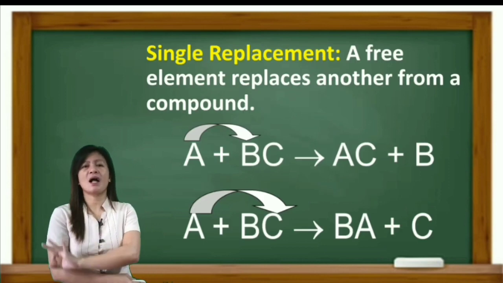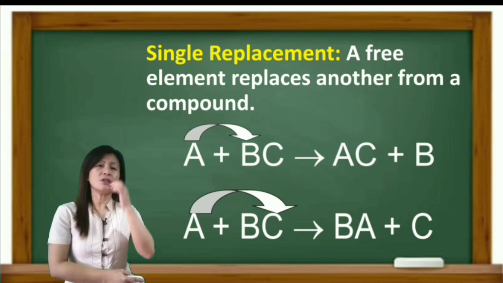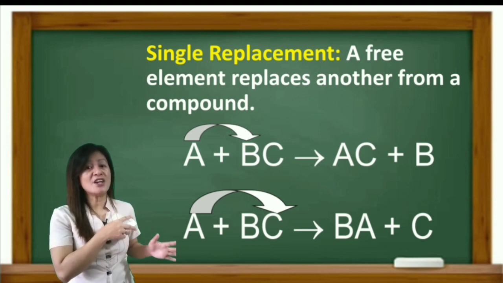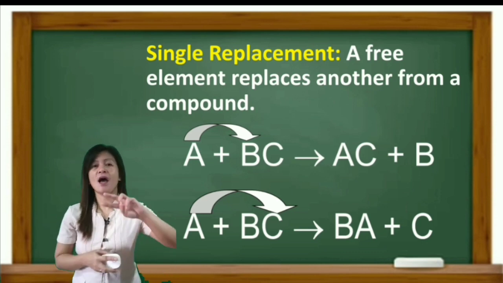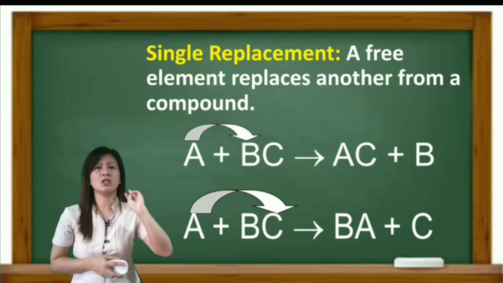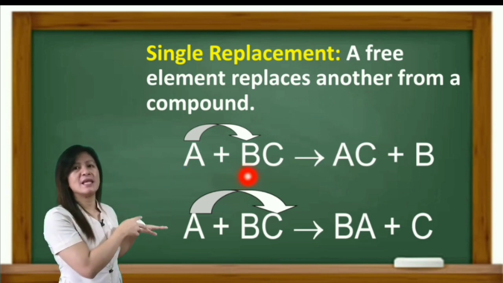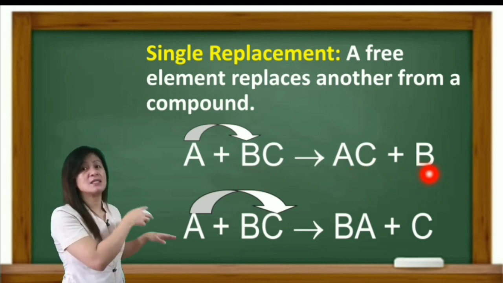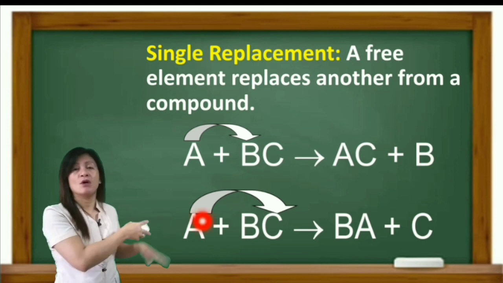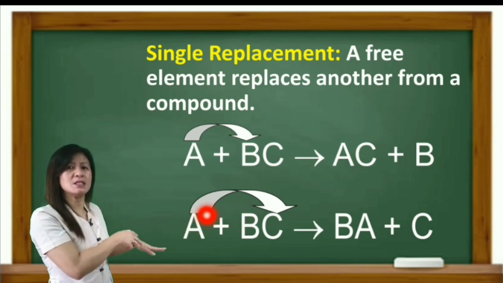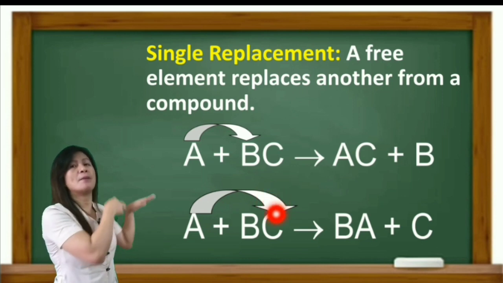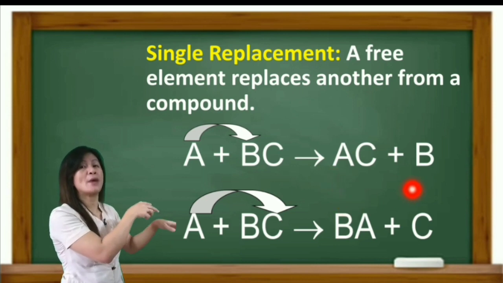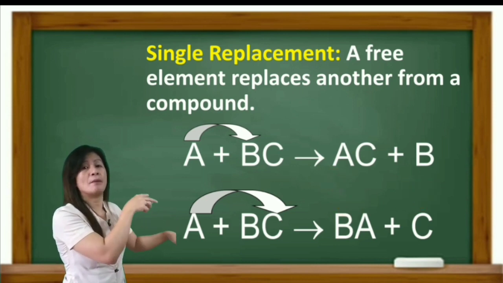Next, go to the third chemical reaction. We have single replacement. Single replacement involves replacement of a free element of another element in a compound. We can consider two general equations here. We have equation 1, A replacing B from substance BC to form AC plus the replaced element. Or the other equation, free element A replacing element C from compound BC to form compound BA and the element replaced.